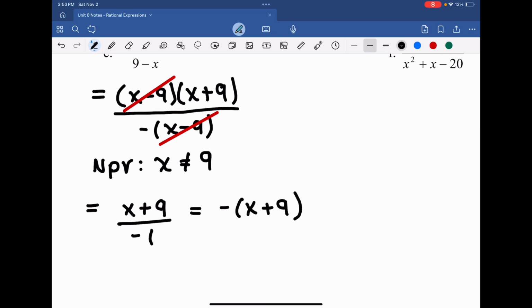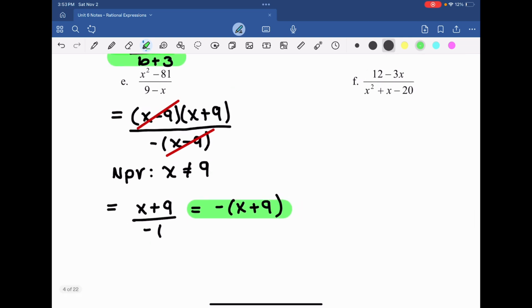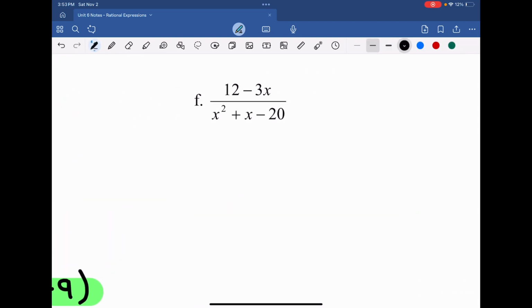So we're just going to keep the negative out as a coefficient, as a common factor, and then this will be our solution here. Because remember, a negative can just be transitive. It can be in the denominator or the numerator. We just moved it to the numerator.